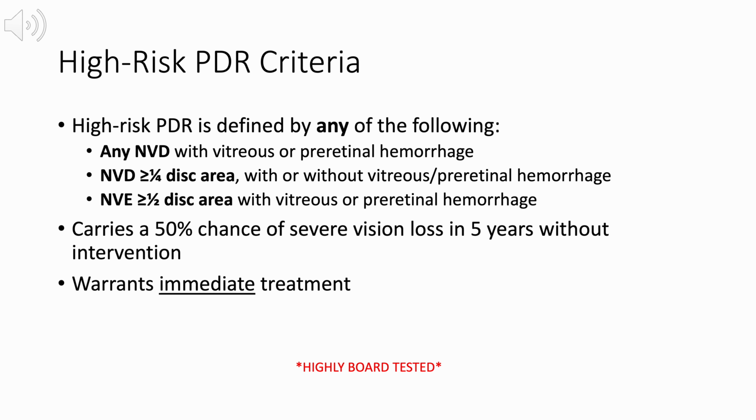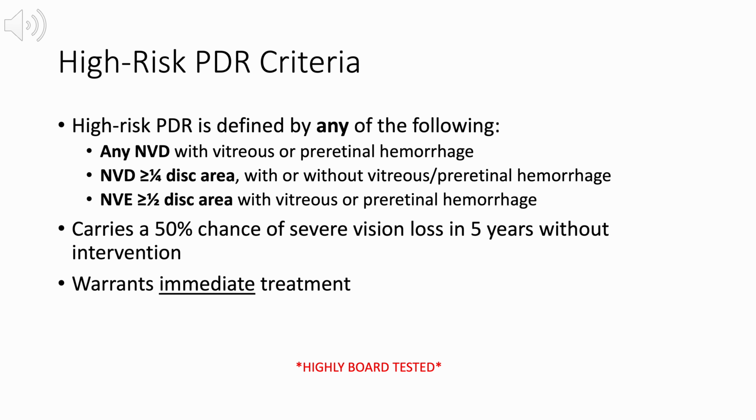The information of this slide is highly board-tested. High-risk PDR is defined by any one of the following three findings. First, any NVD accompanied by vitreous or preretinal hemorrhage. Second, NVD measuring 1/4 disc area or greater, with or without vitreous or preretinal hemorrhage. Third, NVE measuring 1/2 disc area or greater, accompanied by vitreous or preretinal hemorrhage. Notice the internal logic. Neovascularization of the disc is treated as more dangerous than neovascularization elsewhere.